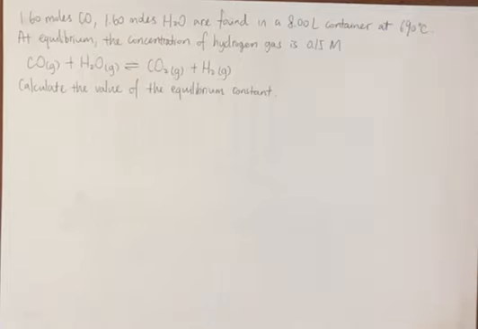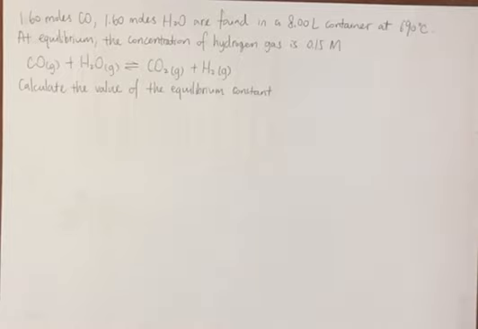Okay, so read the question first. It says 1.60 moles of CO and 1.60 moles of H2O water are found in an 8.00 liter container at 690 degrees, or 690 Celsius. At equilibrium, the concentration of hydrogen gas is 0.15 moles. Okay, so this is the reaction that's given to us.